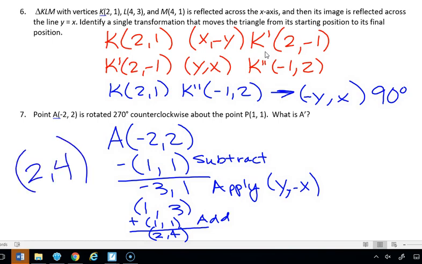So remember the process. We're going to subtract the point of rotation from the point being rotated. We're going to apply the rule, and then we're going to add that point of rotation back to get our final point, which is A prime.